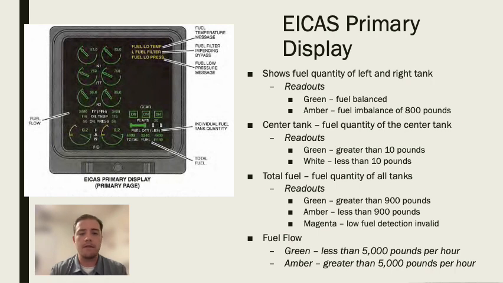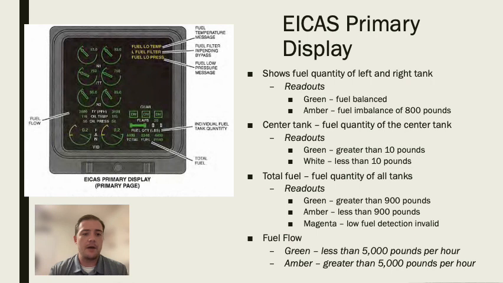So there's just a lot of information about the engines, essentially RPM information, and then a variety of fuel information as well. So we can see the ICAS primary display is going to show fuel quantity of the left and right tank. And there's also going to be readouts. If there's a green readout, it's going to show that the fuel is balanced, while if there's an amber indication, it's going to show a fuel imbalance of 800 pounds.